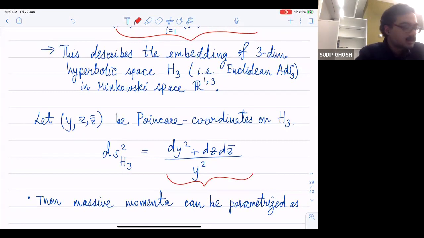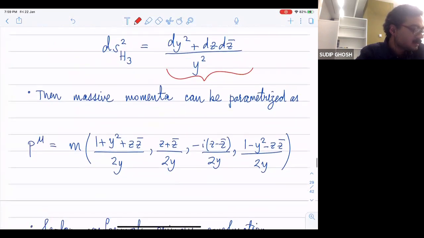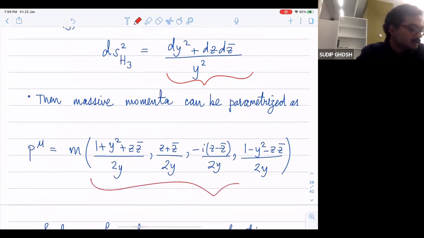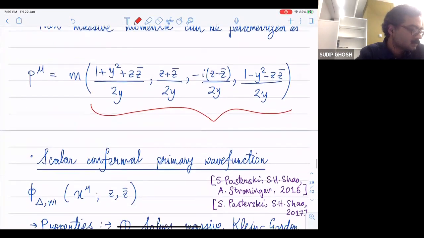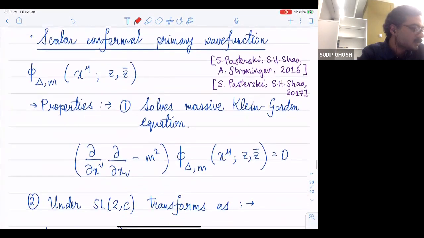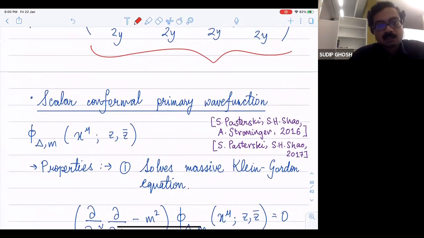Then you can show that the massive momenta can be parameterized in the following fashion. This is something very simple which you can convince yourself of. With that parameterization of the massive momenta, I want to tell you how you can go about defining the celestial amplitude for massive particles.